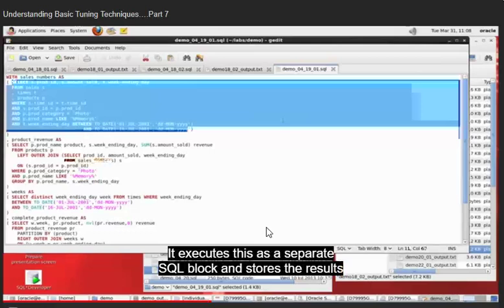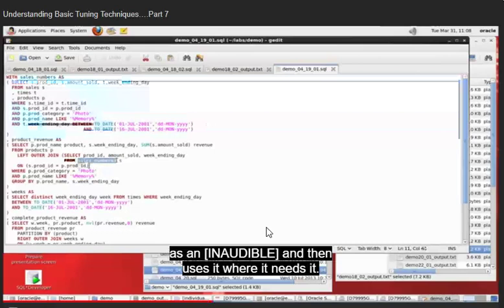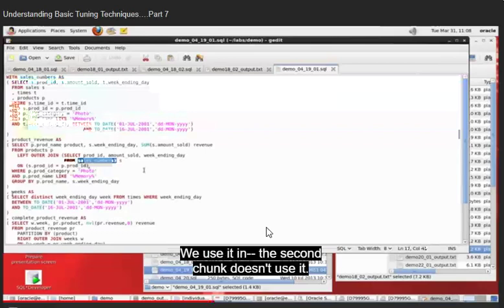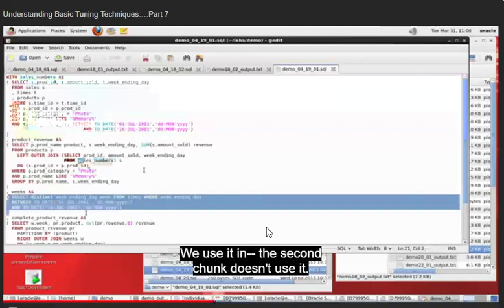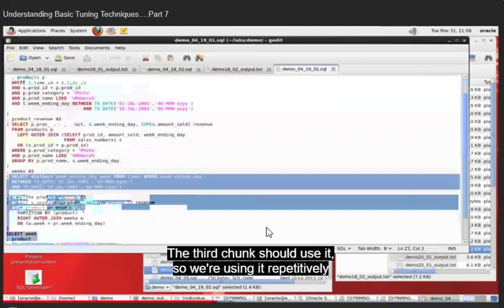We use it in the second chunk. It doesn't use it, okay? The third chunk should use it. So we're using it repetitively throughout the query, okay, in a number of places. So calculate it once and use it a number of times.